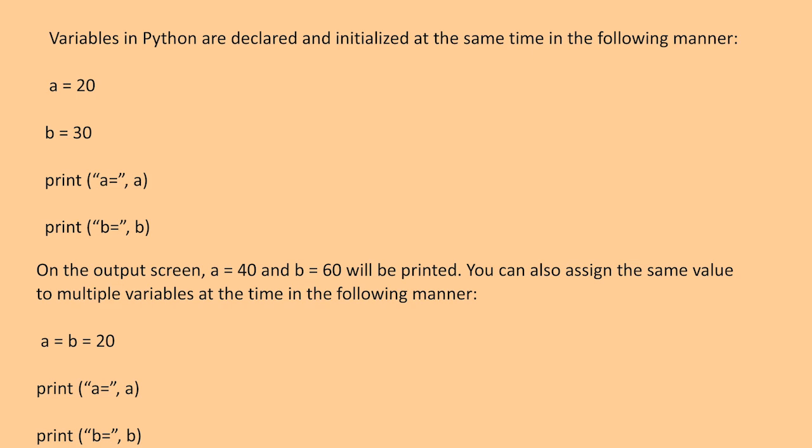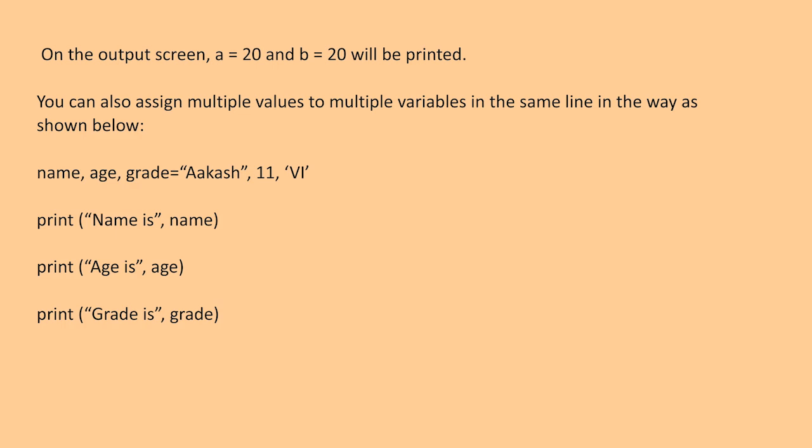You can also assign the same value to multiple variables at a time in the following manner. a = b = 20. print("a =", a). print("b =", b). On the output screen, a = 20 and b = 20 will be printed.